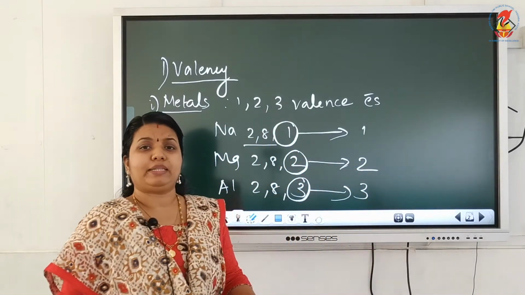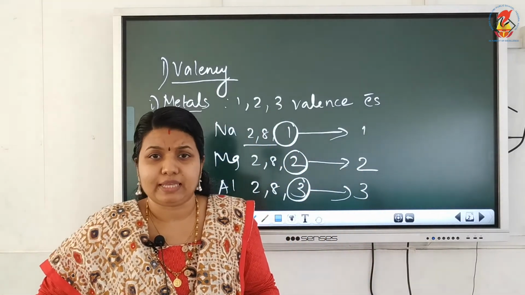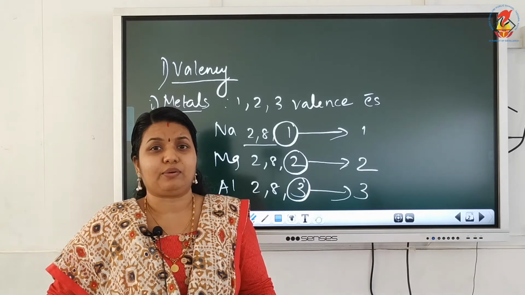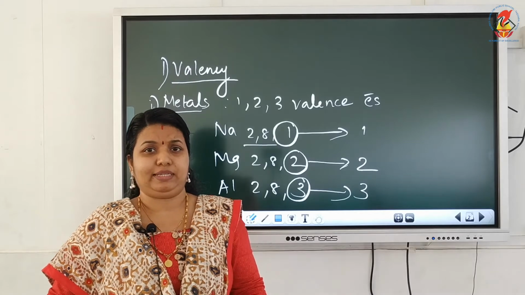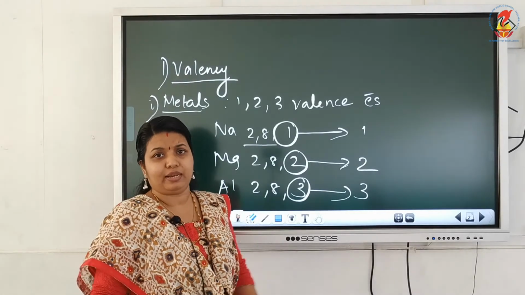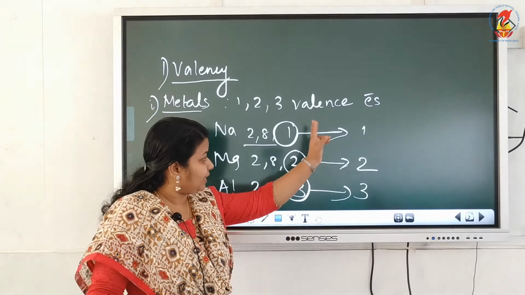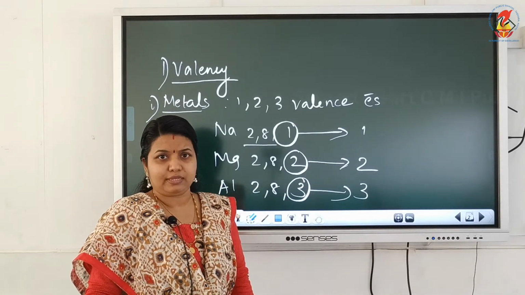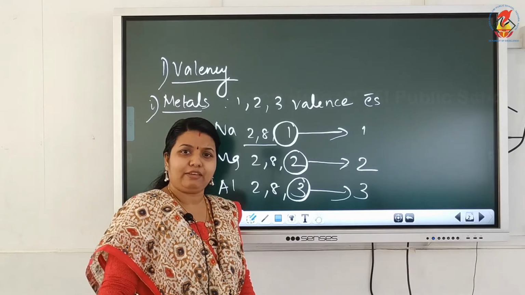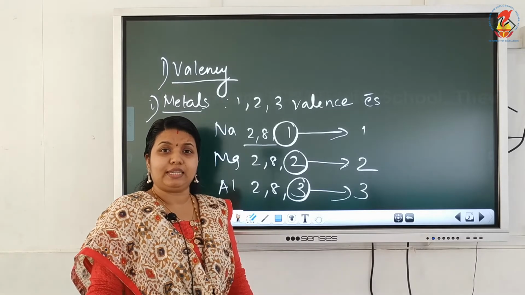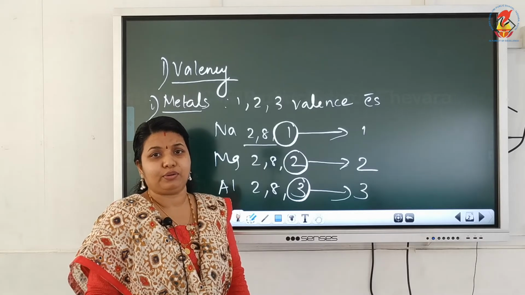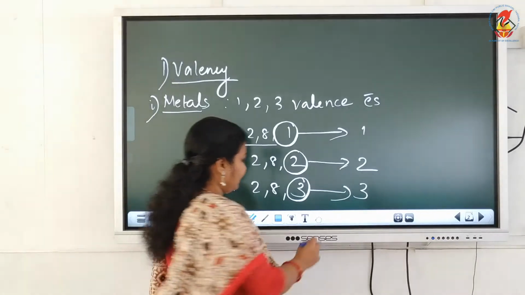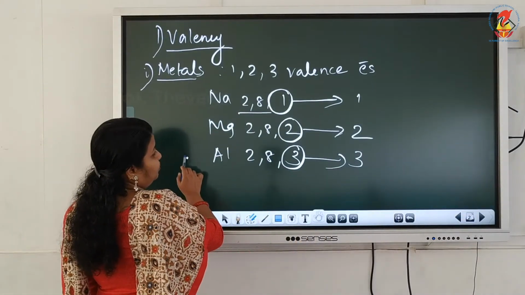So, generally metals have 1, 2 or 3 valence electrons. Their general tendency is to lose these electrons in the valence shell, thus attaining stability and the configuration of the nearest noble gases. So, generally their valency is 1, 2 or 3.